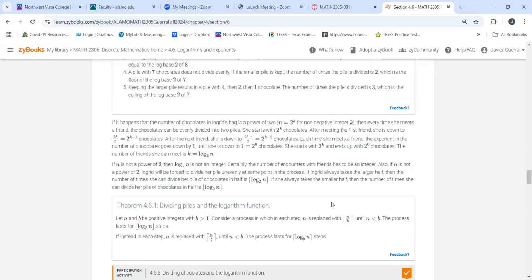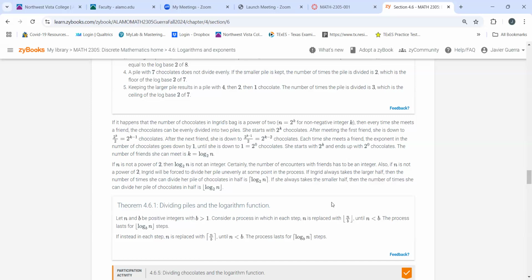Each time she meets a friend, the exponent of the number of chocolates goes down by 1 until she is down to 1, which is 2 to the 0 chocolates. She starts with 2 to the k, and she wants to wind up with 2 to the 0 chocolates. The number of friends she can meet is then computed by k equals log base 2 of n. If n is not a power of 2, then log base 2 of n is not an integer. Certainly, the number of encounters with friends has to be an integer.